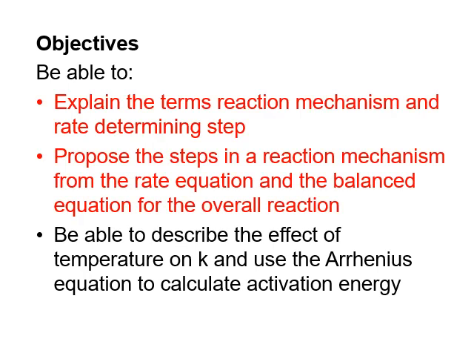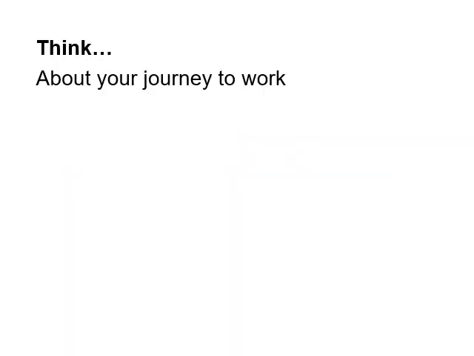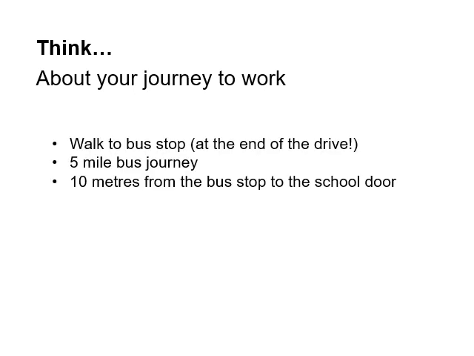So let's start with the mechanisms and rate determining step bits. Firstly, to explain what we mean by rate determining step, it's handy to think about your own journey to work or school. Quite often, you might have a small walk to a bus stop. Maybe it's at the end of your drive, so that's quite quick. You then might have your 5-mile bus journey, so that's quite a long bus journey that will take quite a while, particularly because the bus will stop all the time. And then once you've got to your bus stop, you'll get off the bus and may only have a very short walk from the bus stop to the school door or your work door.